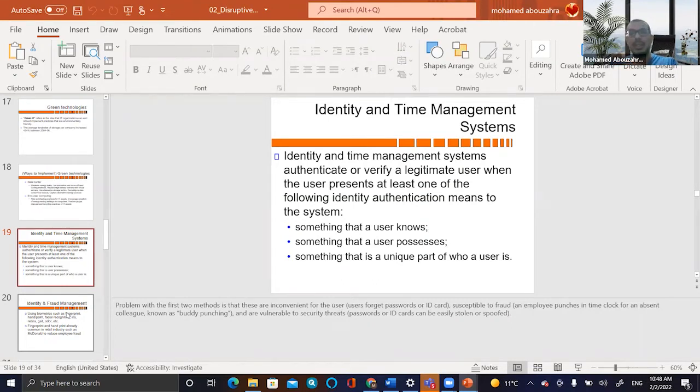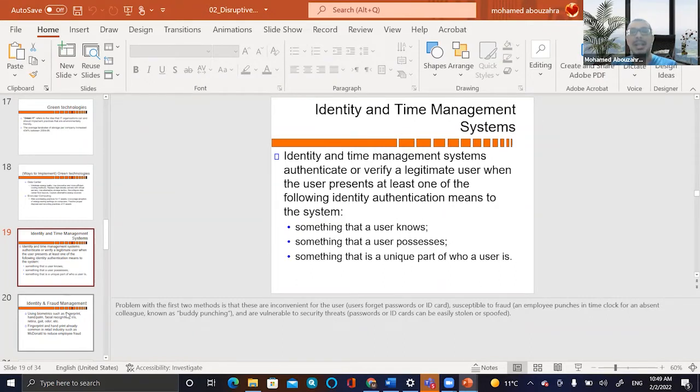They send you an authorization code on your phone, right? So you don't have to have a password anymore. They send you an authorization code on your phone. You enter this code into the system and you are able to log in, or you press a button on your phone and you can log in, right? So this is something a user possesses. This is one of the newest technologies used to authenticate users into a system.